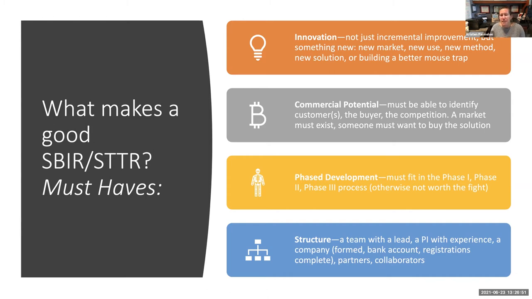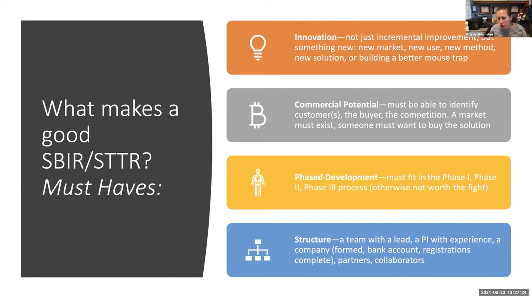There needs to be phased development. You need to be able to go phase one, phase two, phase three. And the reason is because the only reason we do phase one really is to get to phase two. We all know that $150,000 is not enough to do substantial, meaningful work, but $1 million, $1.5 million can get you pretty far. So we have to do phase one to get to phase two. If your project is not well suited for that phased development, this might not be the right program for you.